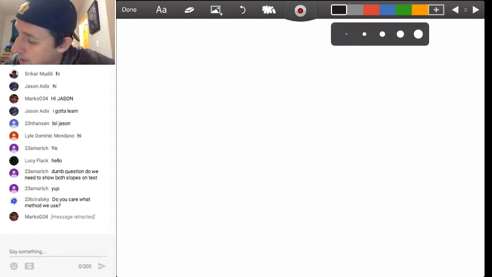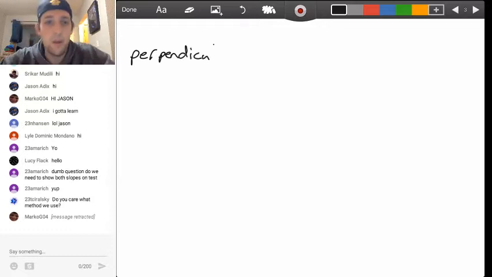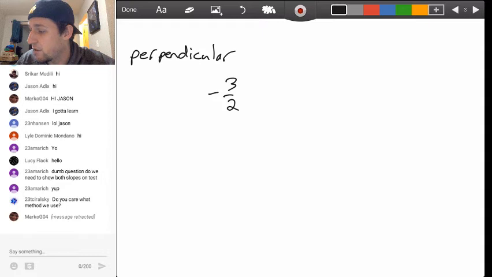Okay, perpendicular lines. We just talked about parallel lines, but we didn't really talk at all about perpendicular lines. Perpendicular lines have what we call opposite reciprocal slopes. So if I know that I have a line with a slope of -3/2, and I want to know the slope of the perpendicular line, I've got to do 2 things. I've got to change it from either negative to positive or positive to negative, and I've got to take my fraction and flip it. So I'm going to change this to +2/3.